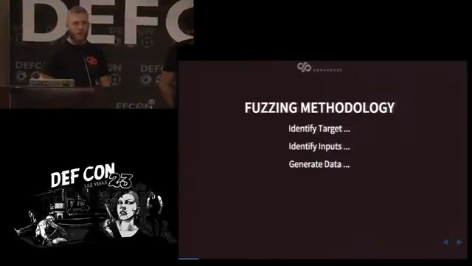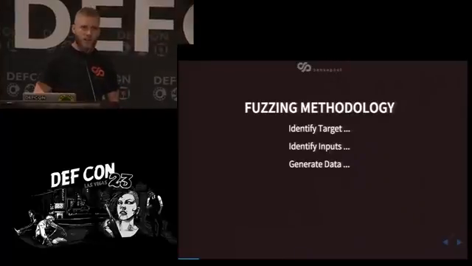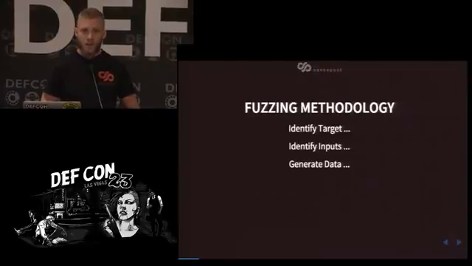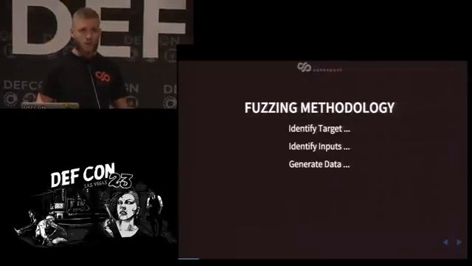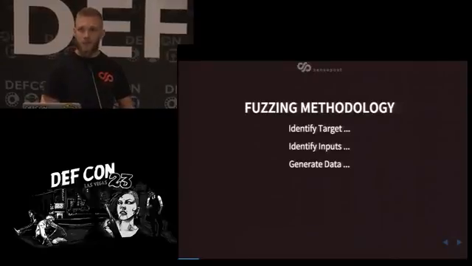Once you've identified your inputs, you need to generate test data. Generating test data can fall into 2 categories. You either have dumb fuzzing or smart fuzzing. Dumb fuzzing is something we've all done before. This can be simply inserting 1,000 A's into an input text box and seeing if the application crashes. When you're doing dumb fuzzing, you apply data to your inputs without any prior knowledge of what the application is expecting or what the data should look like.